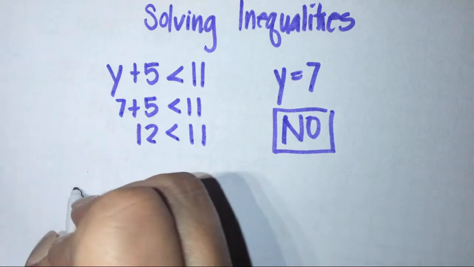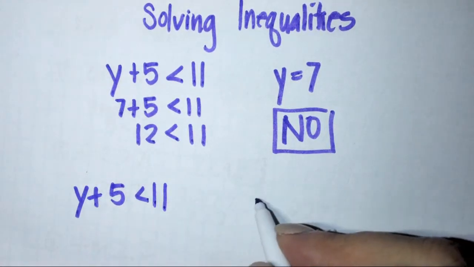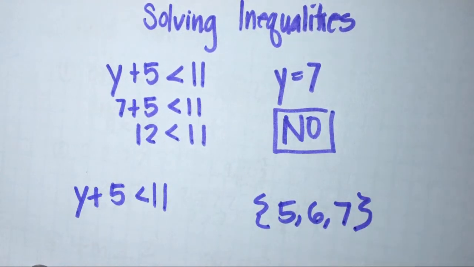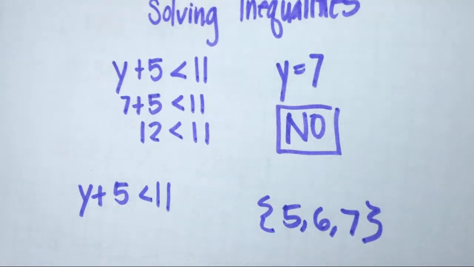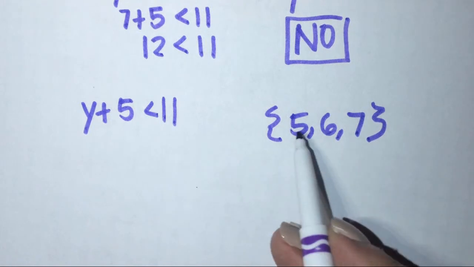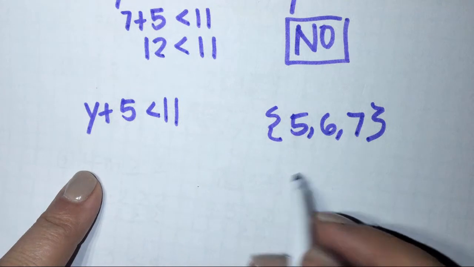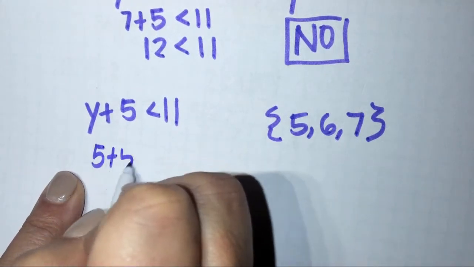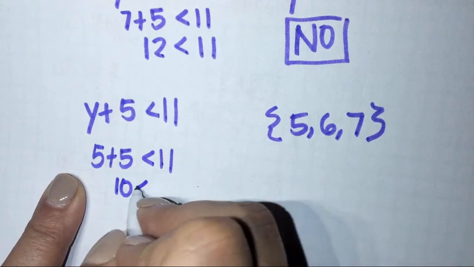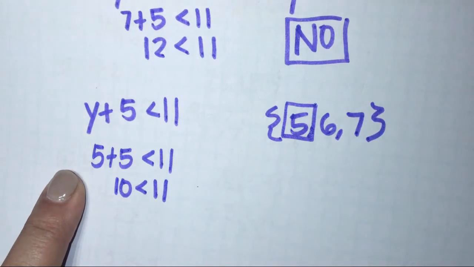And then you'll also have times, I'm going to use the same one, where you're given options. And we have the numbers 5, 6, and 7. These are supposed to be brackets. I'm not great at drawing brackets. So what you're going to do is start with your first option. These are the choices we have. So I'm going to plug 5 in for y. So this becomes 5 plus 5 less than 11. What's 5 plus 5? 10. Is 10 less than 11? Yes. Okay? So this works.